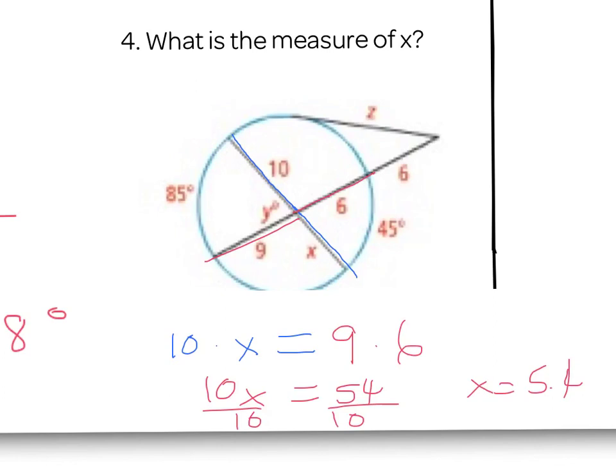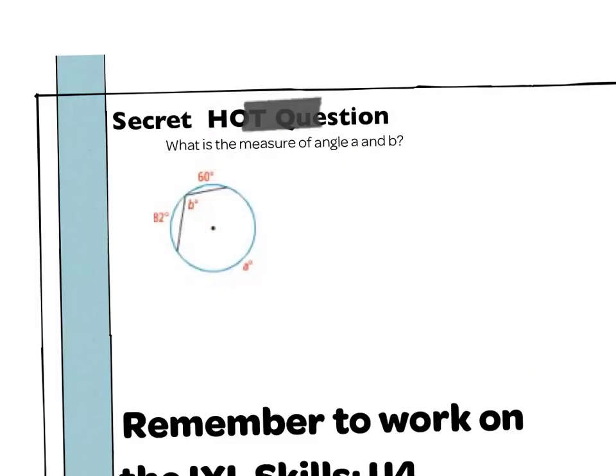Last but not least, here's your secret hot question. It says, what is the measure of angle A and B? A and B. Find both.